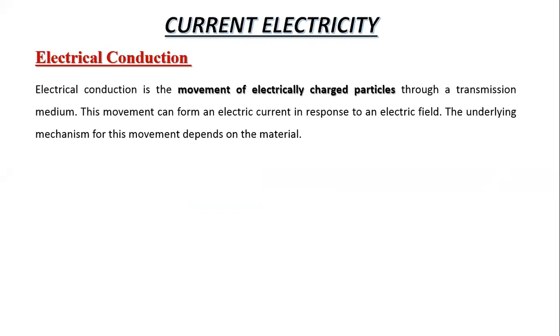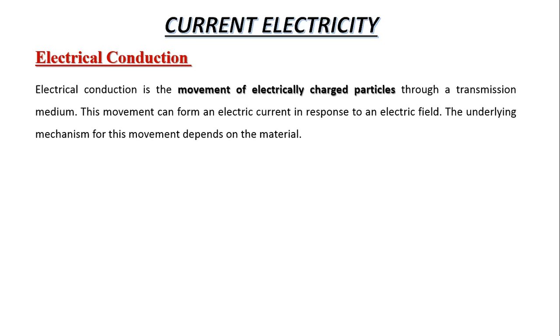Electrical conduction is the movement of electrically charged particles through a transmission medium. This movement can form an electric current in response to an electric field. The underlying mechanism for this movement depends upon the material. Electrical conduction occurs due to the presence of free electrons inside the conductor, and the movement of those free electrons causes the current through a proper transmission medium. That is your path of transmission of current.